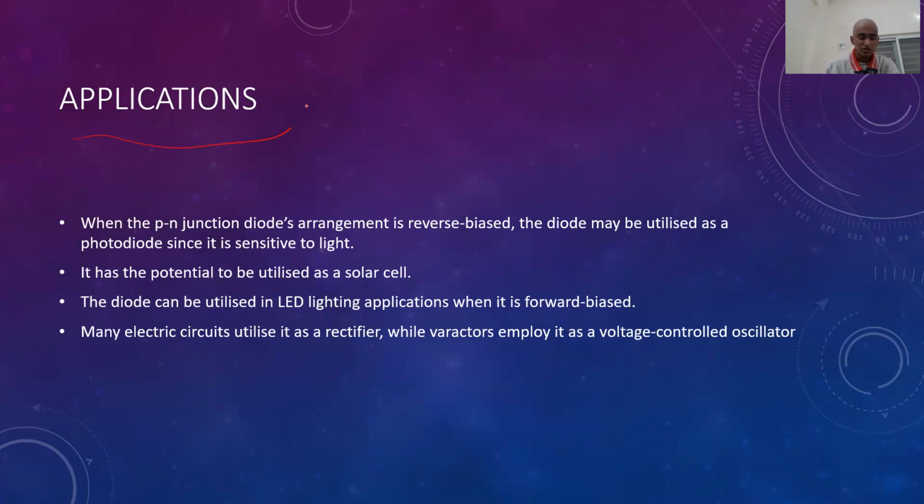Applications of a PN junction diode. When the PN junction diode is in reverse bias, it may be utilized as a photodiode since it is sensitive to light. It has the potential to be utilized as a solar cell. The diode can be utilized in LED light applications when it is forward biased. Many electrical circuits utilize it as a rectifier, and it is employed in voltage controlled oscillators.